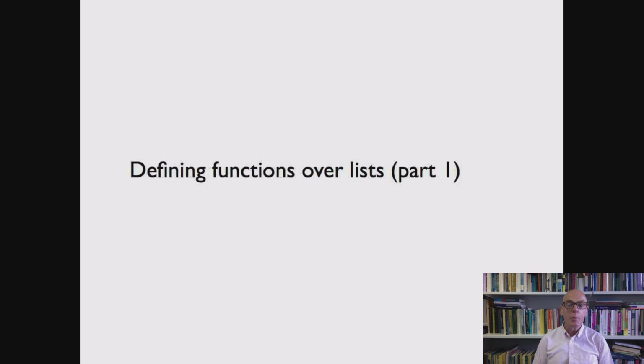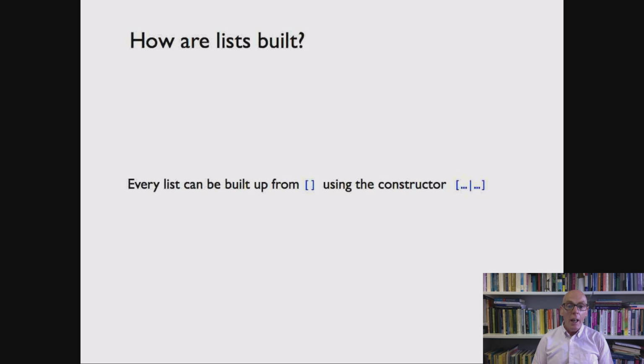Okay, let's get started with writing some definitions of functions over lists. In order to do that, we're just going to think a bit longer about how lists are built. And the point I wanted to make was that every list can be built up from the empty list using a constructor cons. We called it cons. Remember, it's written as open square parenthesis, element, vertical bar, list, close square bracket.